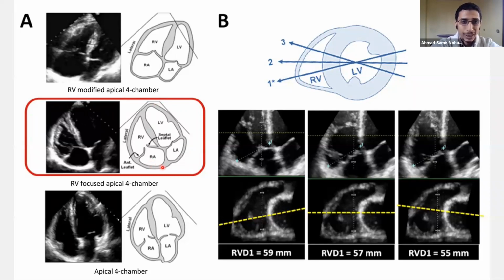However, with some rotations of the probe, keeping the LV apex at the probe, we will pick the viewing rotation with the widest dimensions of the right ventricular cavity. Here, this is the RV focused apical four chamber view, where we can get the dimensions of the RV basal, RV mid, and the longitudinal dimension of the RV cavity. I emphasize again that this, because of the standardization, is a critical part for the prognostic implications and for comparing today's measurements with future measurements.